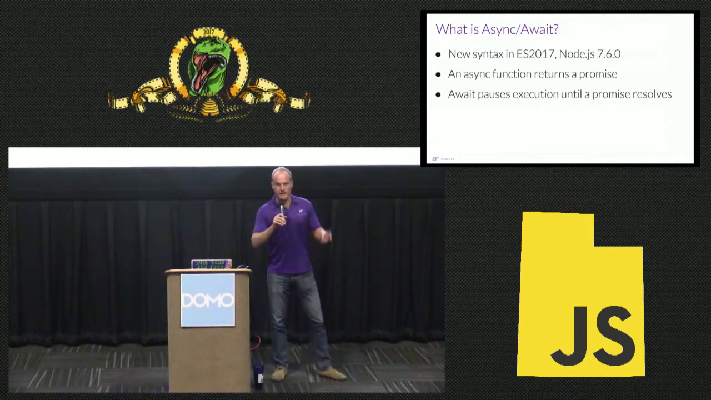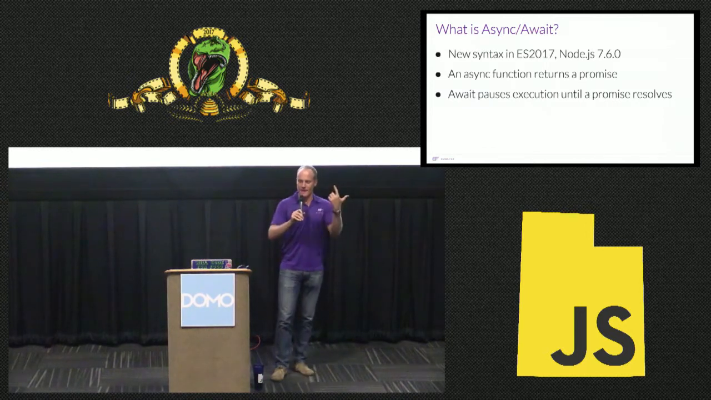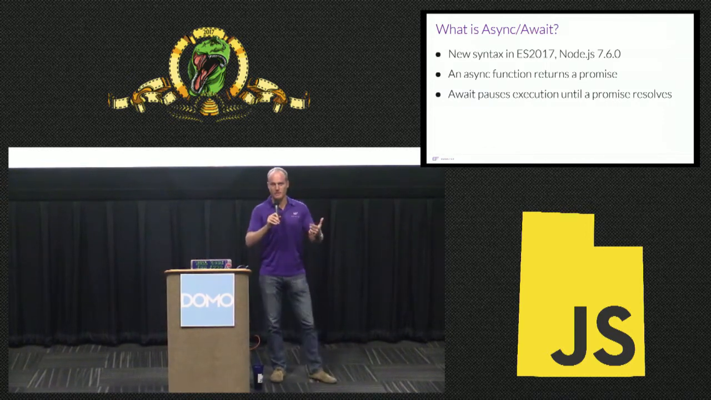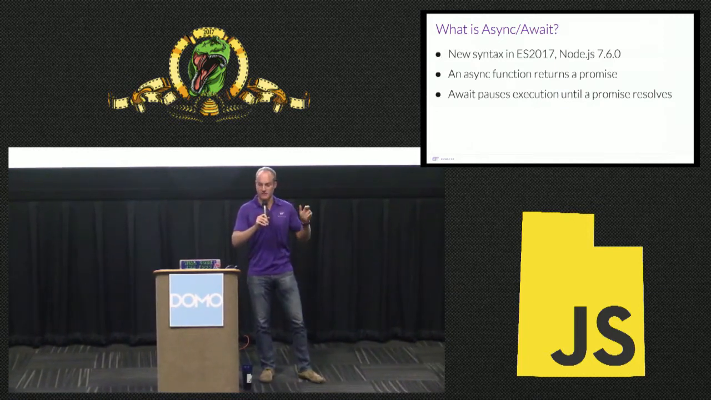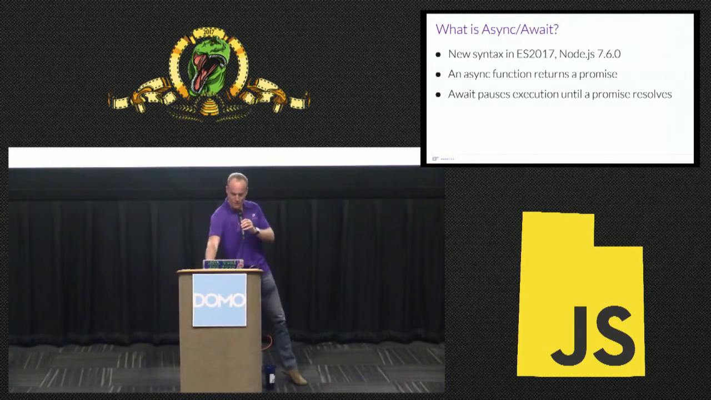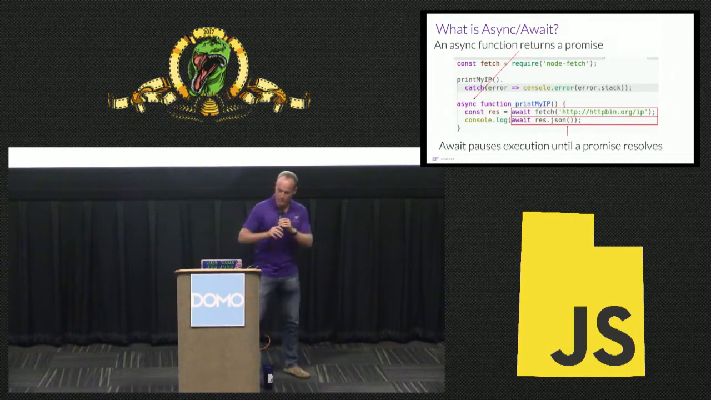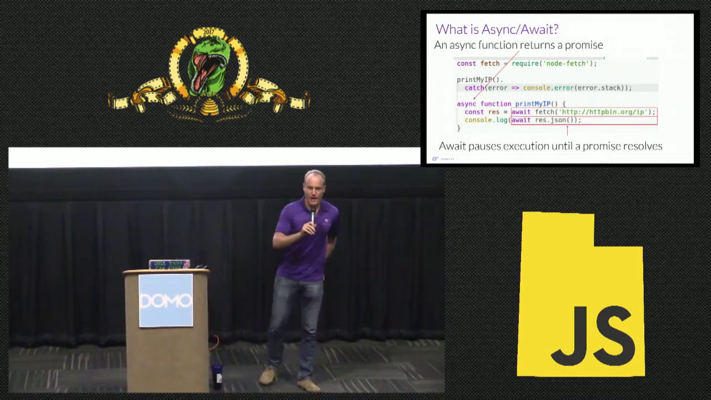So async await is actually two distinct keywords. An async function is a special type of function that always returns a promise, and await is a keyword that pauses execution of a function until a promise is settled, that is, until it resolves or rejects. I'll talk a little bit more about the difference between those two in a bit. But that sounds a little bit abstract. What does that look like in practice?